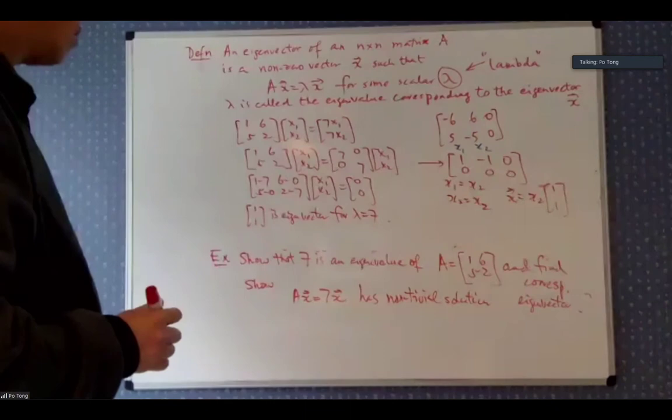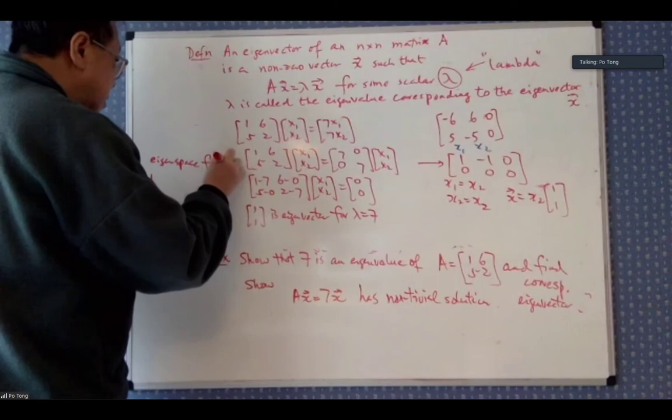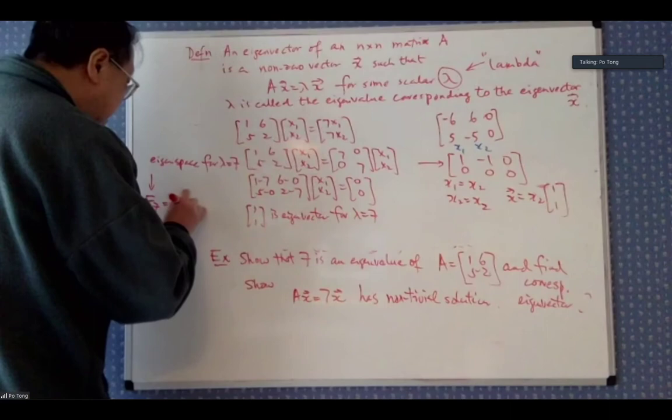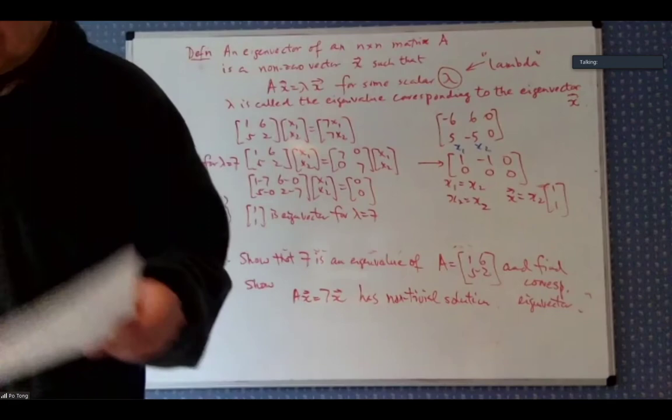Another way to say this is that E7 is the eigenspace for lambda equal to 7. It's the entire subspace spanned by the eigenvectors. The entire line in this case is the span of 1, 1. Is it okay? Are we good? Yes.